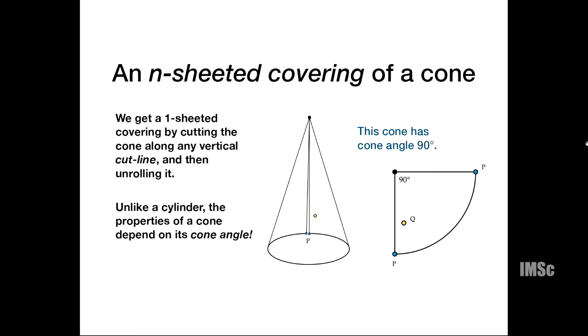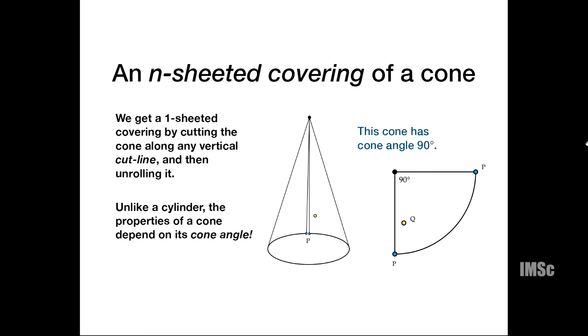So how do we create an N-sheeted covering of a cone? The one-sheeted covering is actually straightforward. It's just like we did with the cylinder, and each of you has it already with you. If you just take your cone and cut it along a line that goes from the vertex down to the base, that is going to let you open up your cone, and in the process you'll get a sector like this. That sector is just your one-sheeted covering in this case.